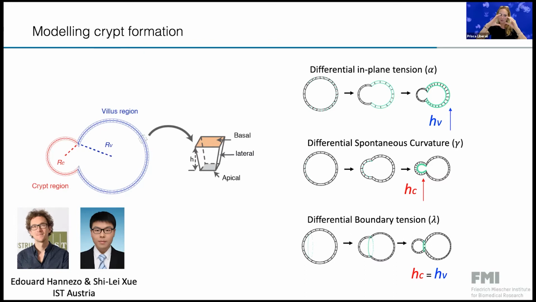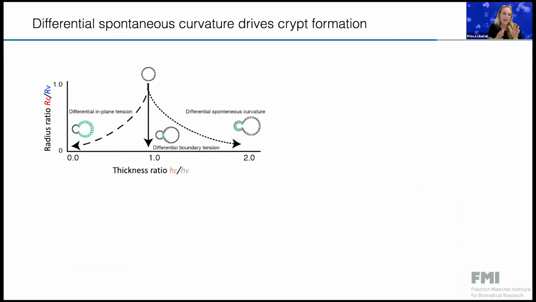So this area, the villus region and the crypt region, would then just bend in different ways. The third one would be a boundary tension, so that there would be a line between the crypt and the villus region that would drive the crypt morphogenesis. And clearly, these three models have three properties: the height, the thickness of the epithelium of the two regions, and the radius. And so this is how the three different models would behave.